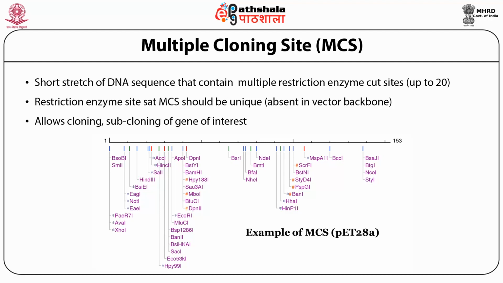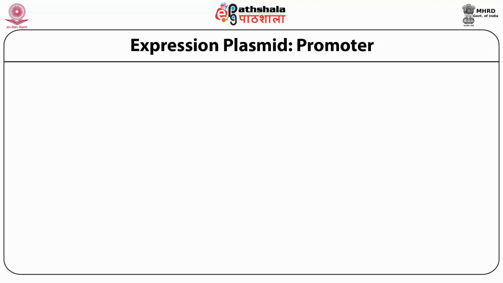However, not all of these sites are unique, so researchers often use those restriction enzyme sites that are unique in the MCS for cloning purposes. Another characteristic of an expression plasmid is the presence of a promoter. In comparison to an expression plasmid, a promoter is often missing in a cloning vector because we don't need to transcribe. All we need to do is to propagate and increase the copy number, or increase the concentration, of our plasmid.